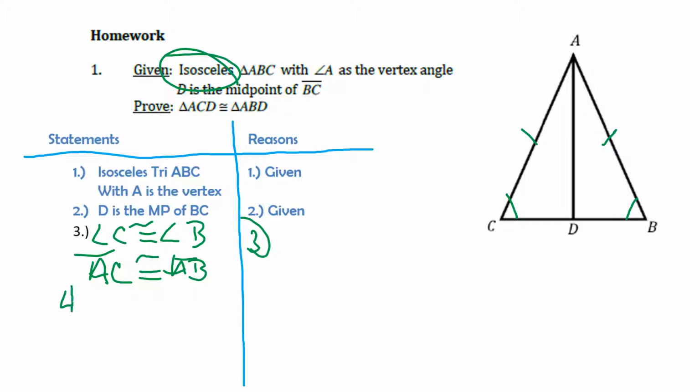My next step is to deal with my next given. And my next given is that D is the midpoint of BC. And if D is the midpoint of BC, that means BC is cut into 2 congruent parts. You should be able to name the 2 congruent segments that are formed, with D being the midpoint of that segment. And so it would be these 2 segments. You're going to list those right here. A segment congruent to a segment. And your reason is definition of midpoint.